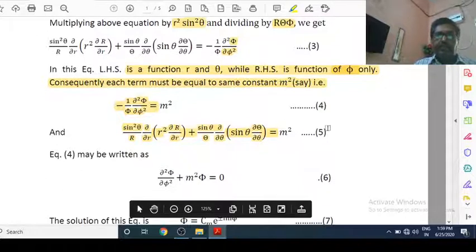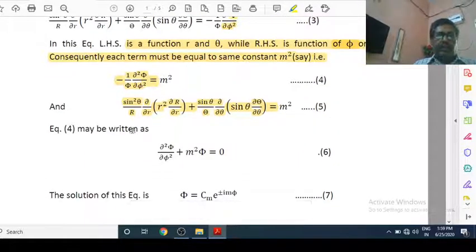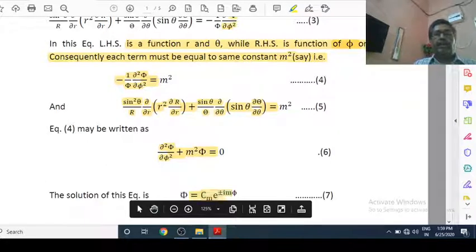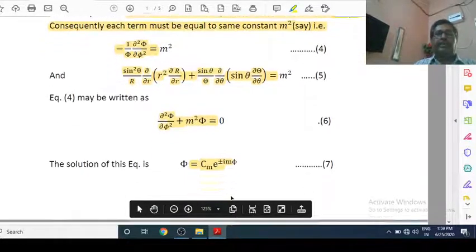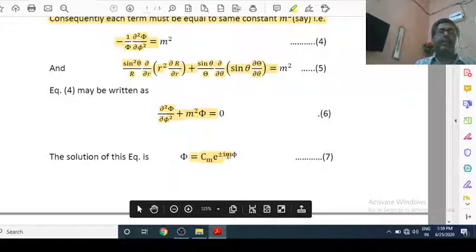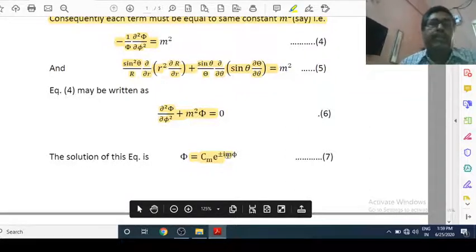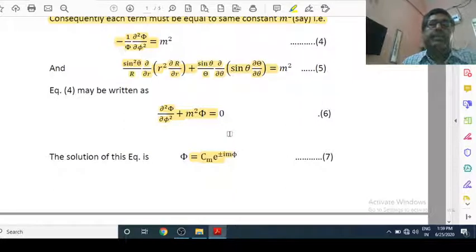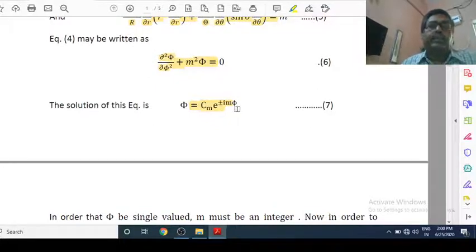Equation 4 may be written as, this phi is taken to the other side, so it will be m square times phi, and minus m square phi is taken again to this side, so the equation will be this one. And its solution is phi is equal to c_m e to the power plus minus. We have to remember the solution because we are not going to derive it completely, otherwise it will make it lengthy. Okay, so phi is equal to this.